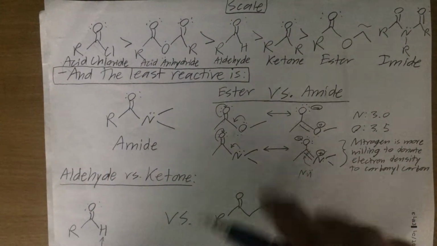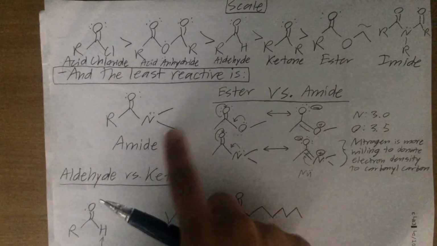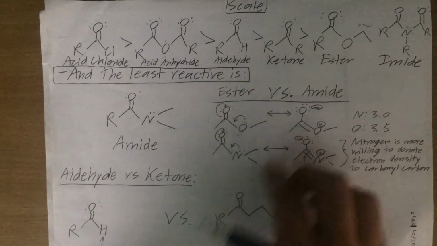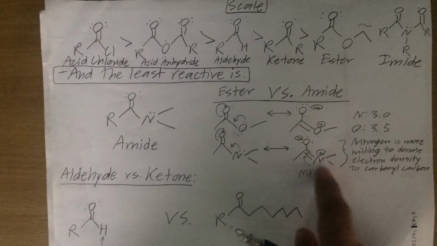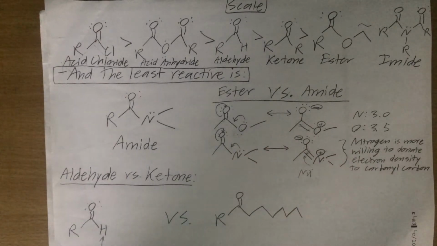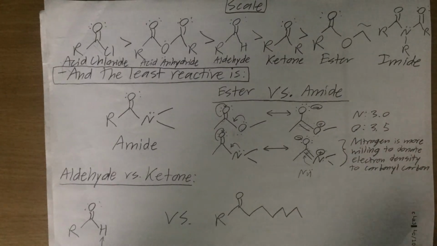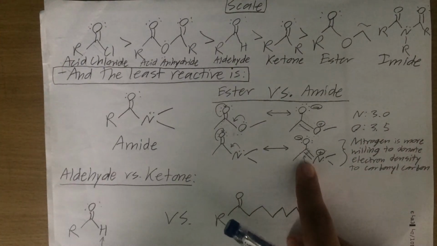So why is this? First we're going to be comparing the ester versus the amide. Why is the ester more reactive than an amide? We can analyze this using resonance stabilization. Here we have a valid resonance structure for the ester. Here we have a valid resonance structure for the amide. Keep in mind that nitrogen is less electronegative than oxygen. So as a result, nitrogen is more willing to donate electron density to the carbonyl carbon as shown.